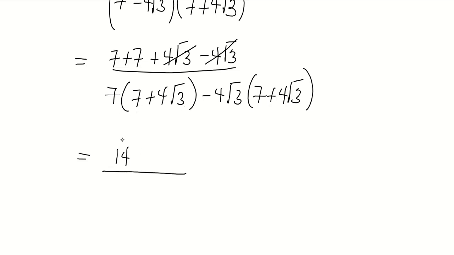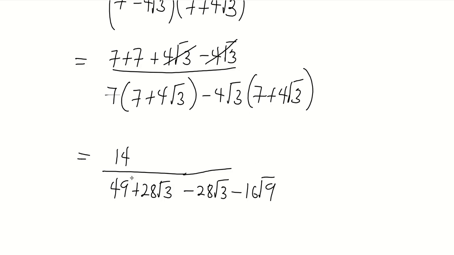7 times 7 gives us 49, and 7 times 4 gives us 28. We have our square root of 3 there, and we can also see again that minus 4 times 7 gives us minus 28, and we have square root of 3 there. And then we can see that minus 4 multiplies positive 4, we are going to get minus 16. So we have minus 16, and then square root of 3 multiplies square root of 3, we are going to get square root of 9.